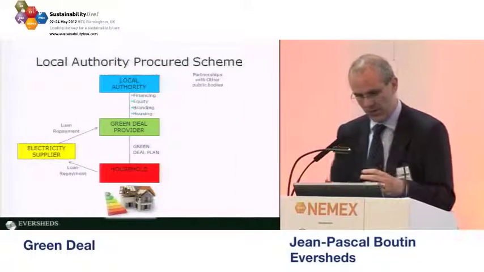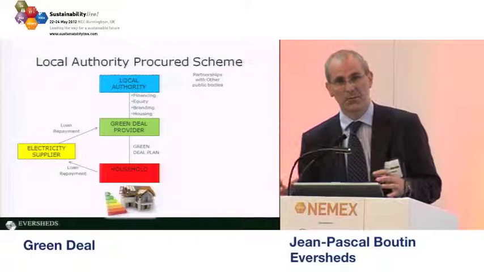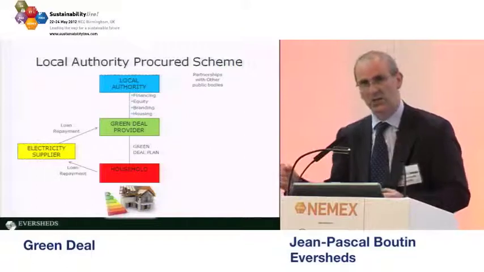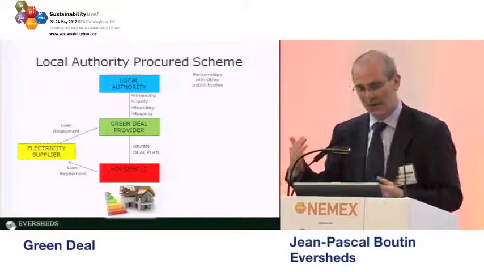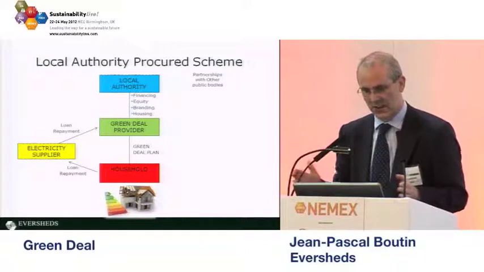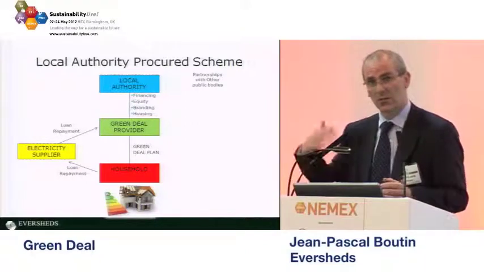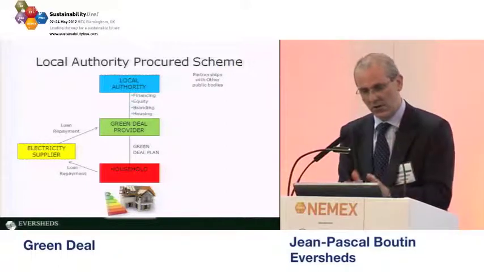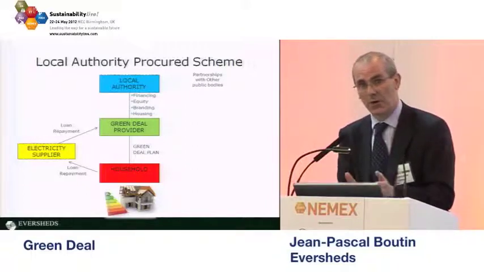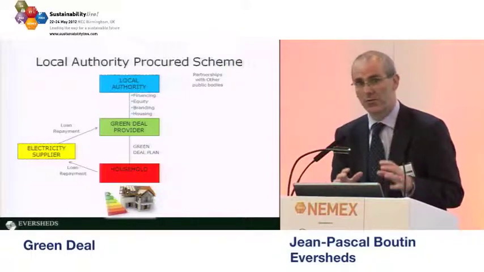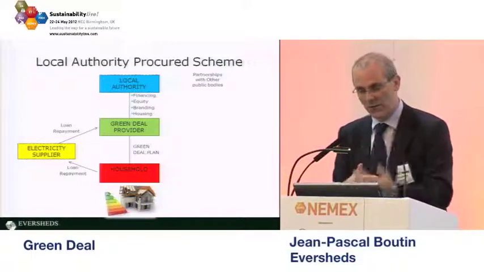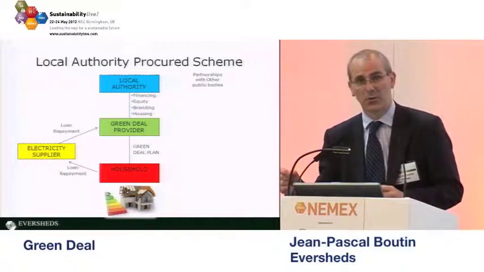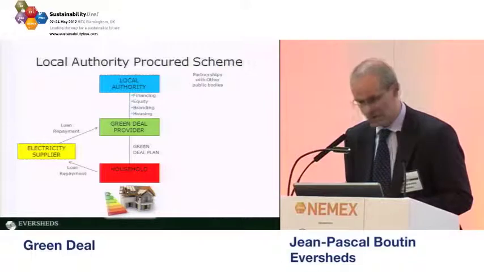So I should have said one of the issues with this type of scheme is it has to follow the procurement regulations, which tends to be quite an expensive process and takes anything from 12 to 18 months to procure a Green Deal provider. And essentially, under this type of scheme, so you take Birmingham, for example, they'll only end up with one Green Deal provider, which obviously means that essentially only the big players will be able to go for these types of schemes.